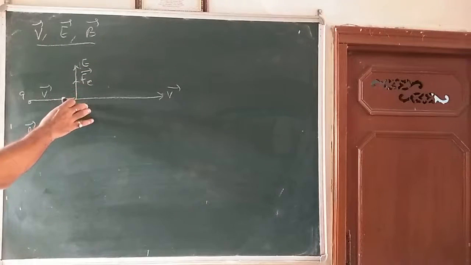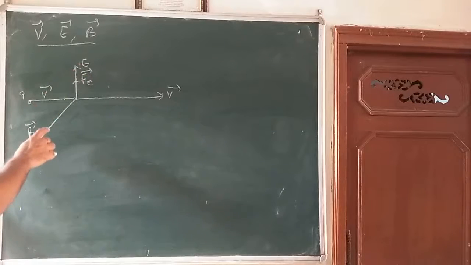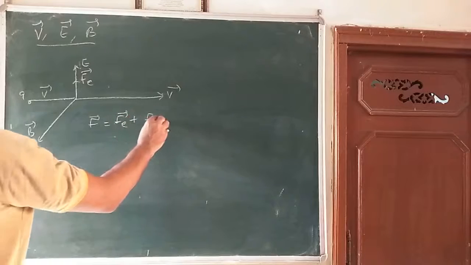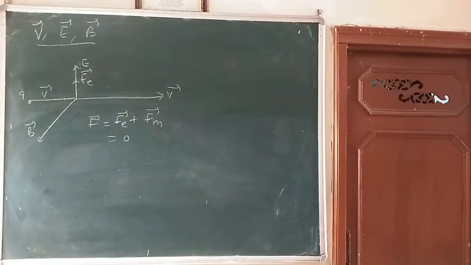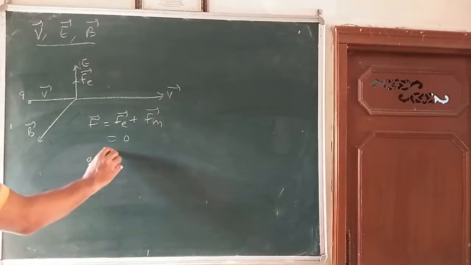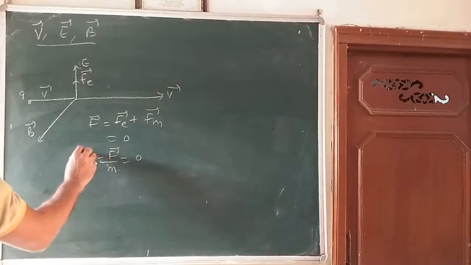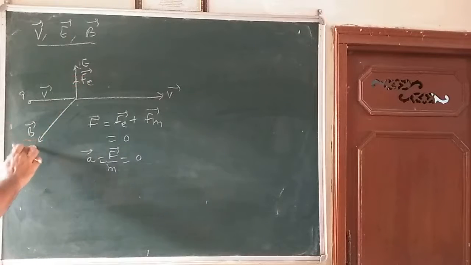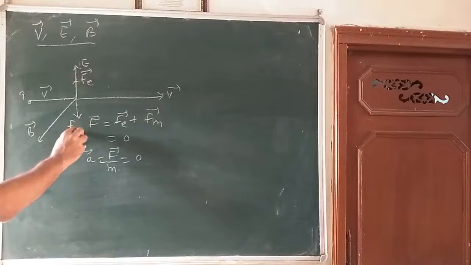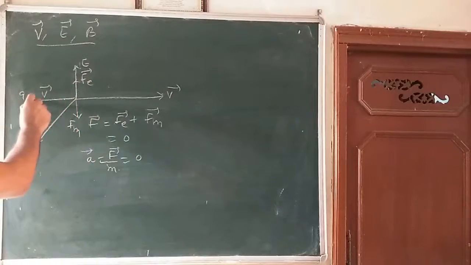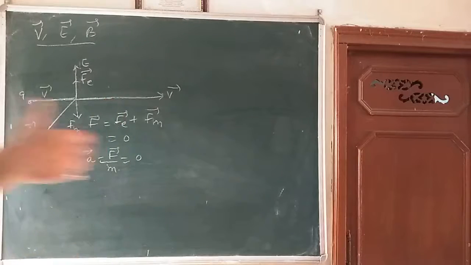In this situation, the direction and magnitude of E and B are such that the resultant force, that is F_E due to electric field and F_M due to the magnetic field, is 0. Only then will this particle be able to move, and the acceleration here is 0, F by m is 0 in this particular case. That means if the force due to the electric field and the force due to the magnetic field are equal and opposite, the particle will pass through the field with the same velocity. It will go with the same velocity.